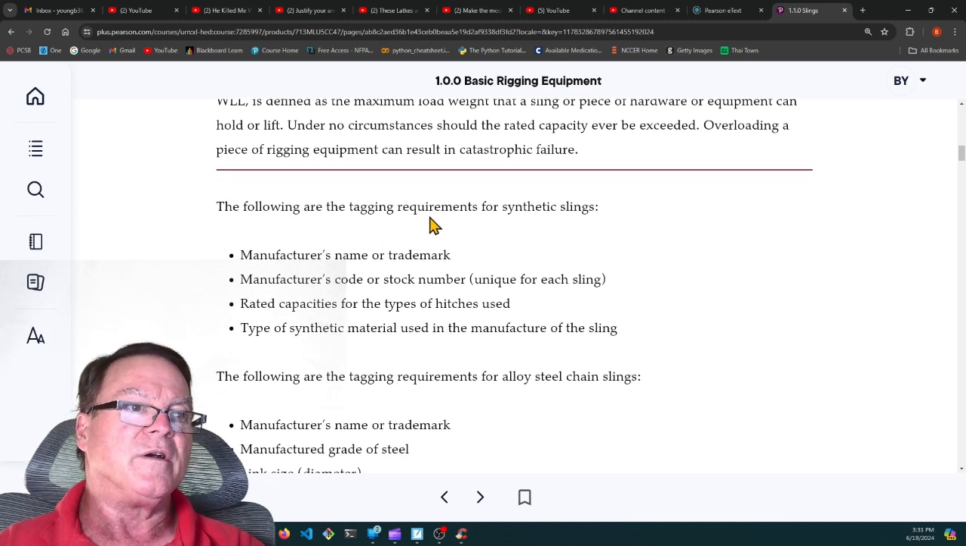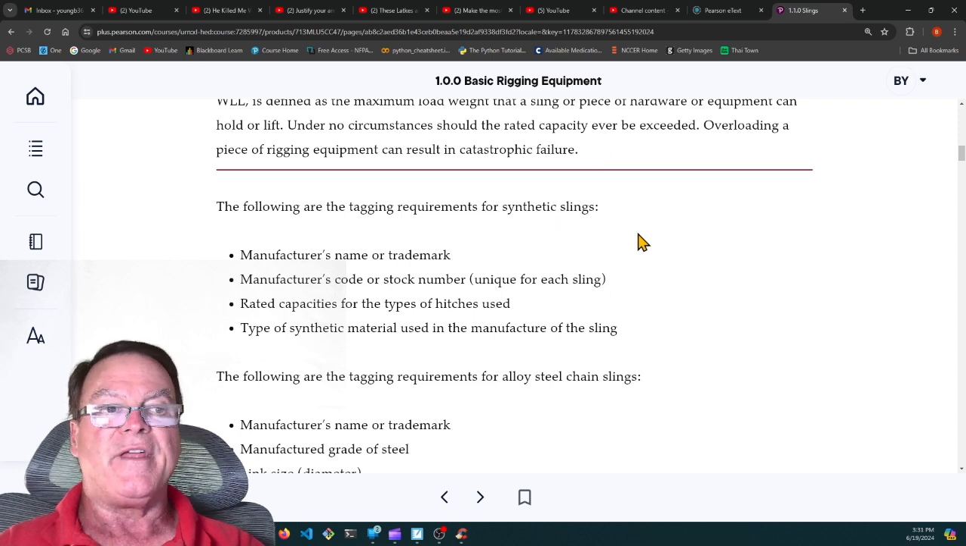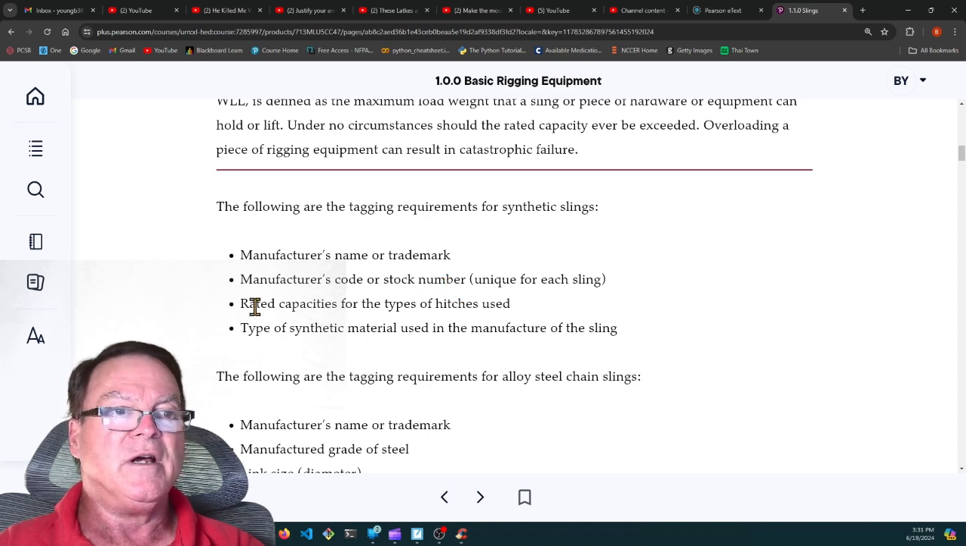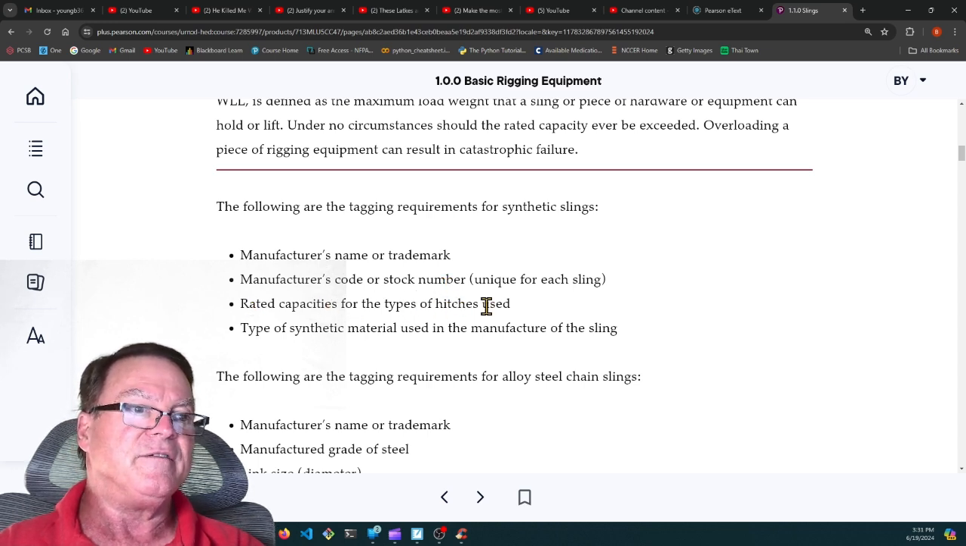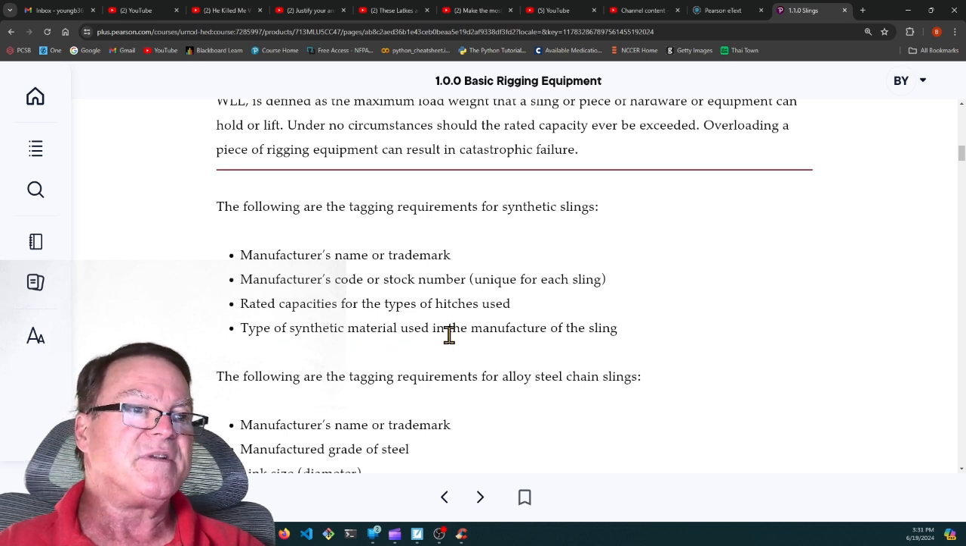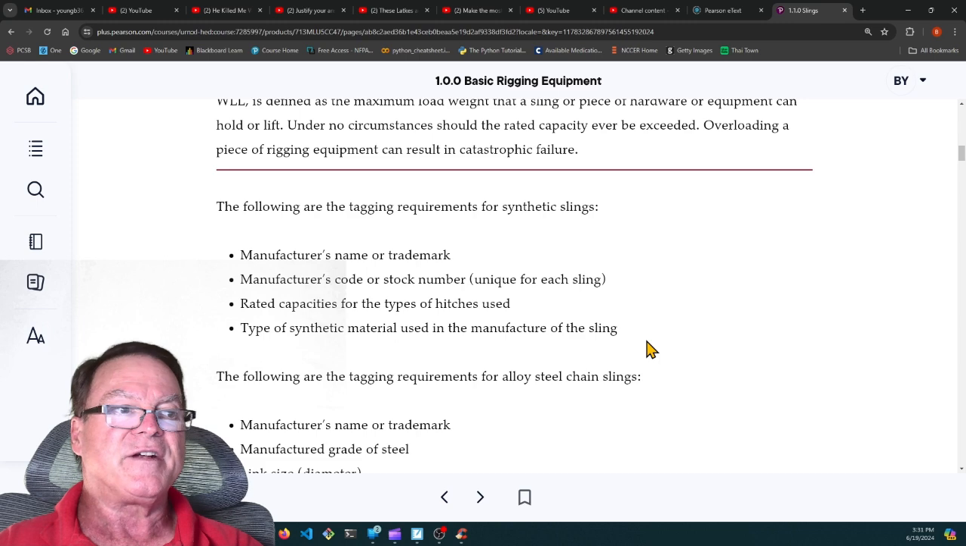So the following are tagging requirements for synthetic slings: manufacturer's name or trademark, manufacturer's code or stock number, the rated capacity for the type of hitches used, and the type of synthetic material used in the manufacture of the sling.